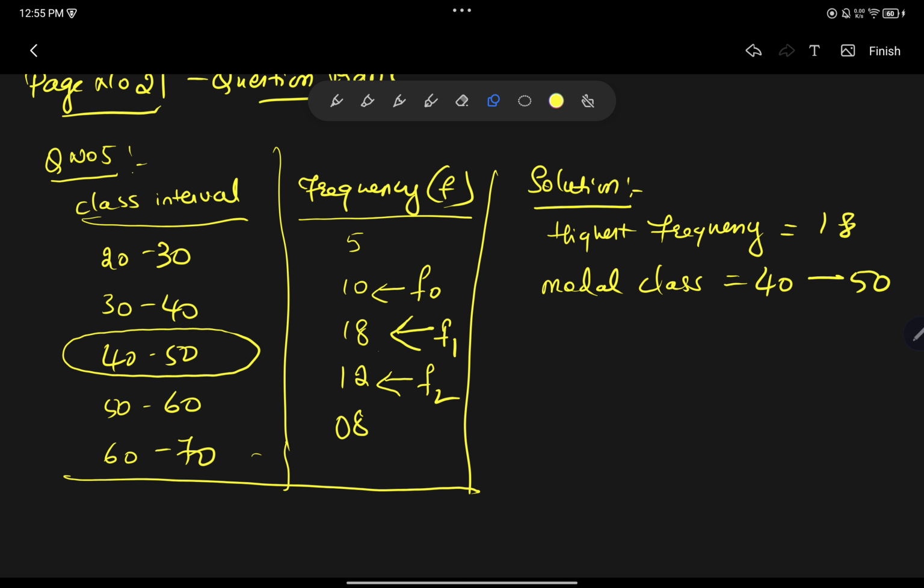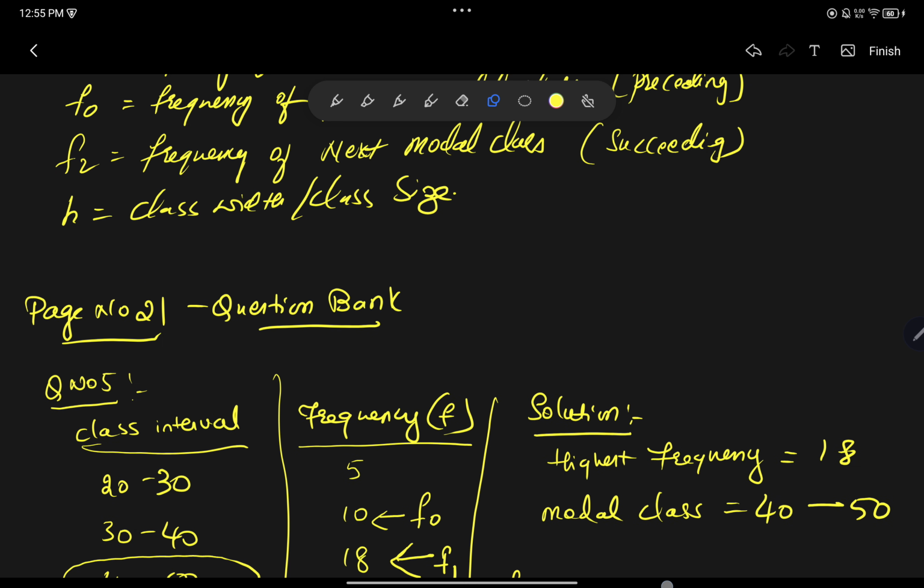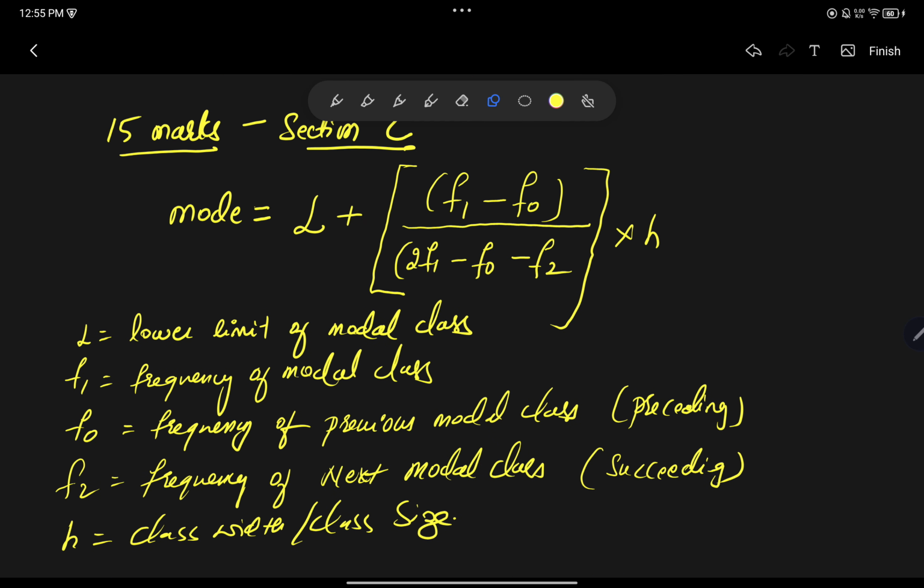We got f0, f1 and f2. So what is f0 here? F0 is 10, f1 is 18, f2 is 12. Okay, done. We got f1, f2, f0 also. What we have not got as per the formula here, see, we have got f1, f0, f2.